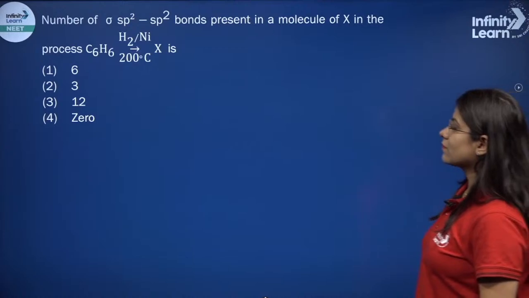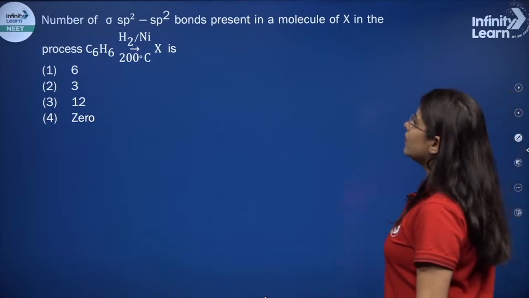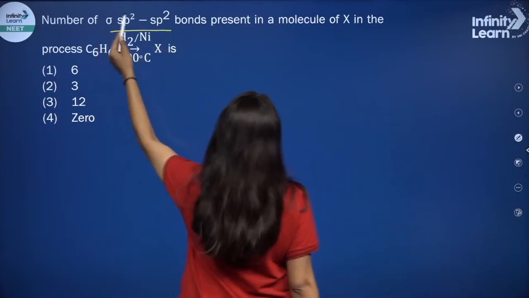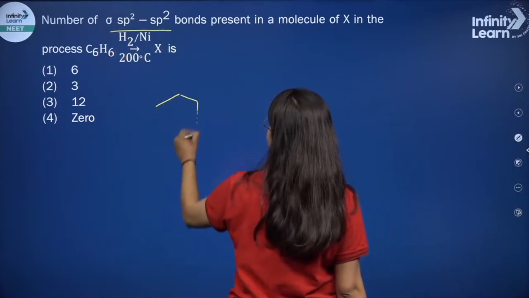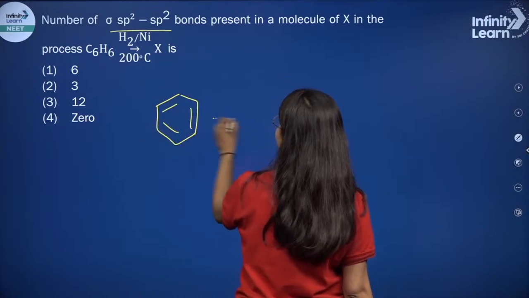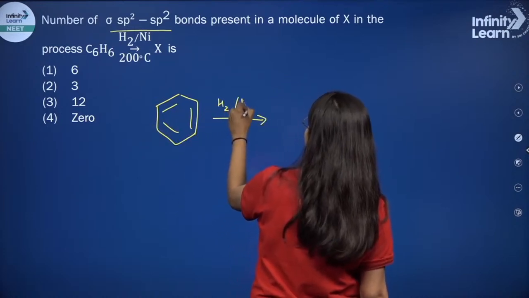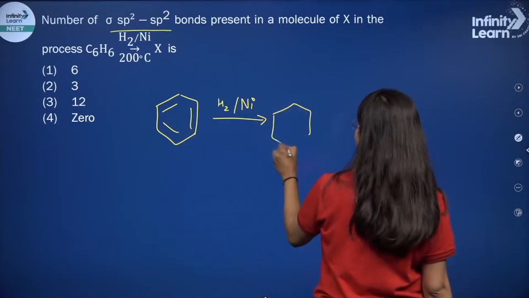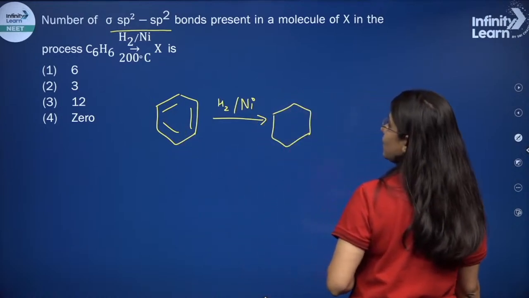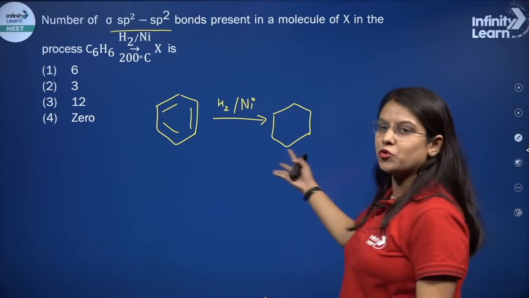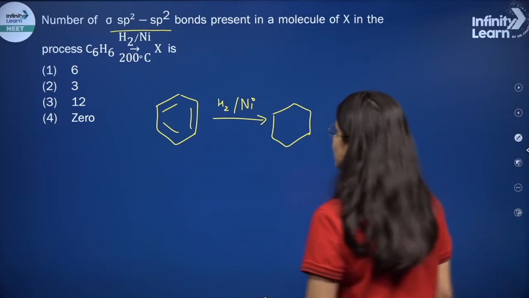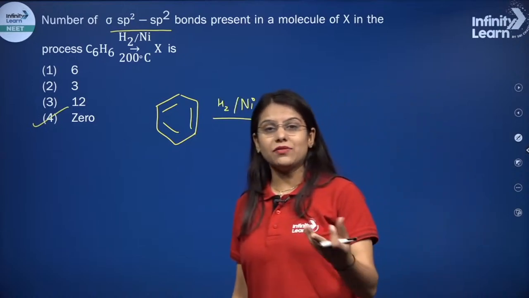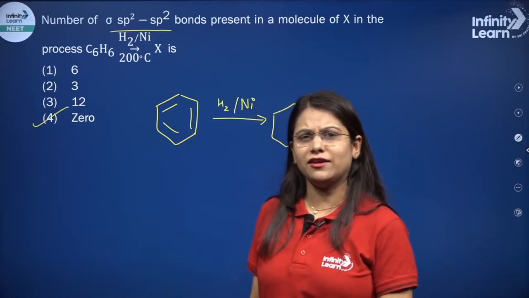The number of sp2 hybridized bonds, ये sp2 bond बताना है कितना होगा X में. So this is benzene C6H6. Benzene का हम reaction कर रहे हैं hydrogen nickel के presence में. So हमें क्या मिलेगा? Hydrogenation हो जाता है ना, ये मिलेगा. आपको बताना है number of sp2 bonds. क्या कोई भी sp2 bond बचा है? नहीं बचा. So correct answer is 0. कोई भी नहीं बचा. sp2 तब होगा ना जब मेरे पास क्या है, डबल बॉन्ड. यहां कोई डबल बॉन्ड है ही नहीं, सारे रिड्यूस हो गए.